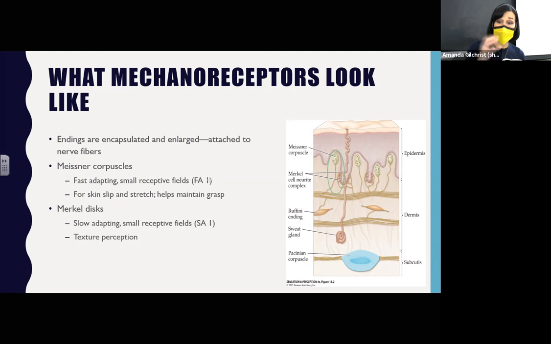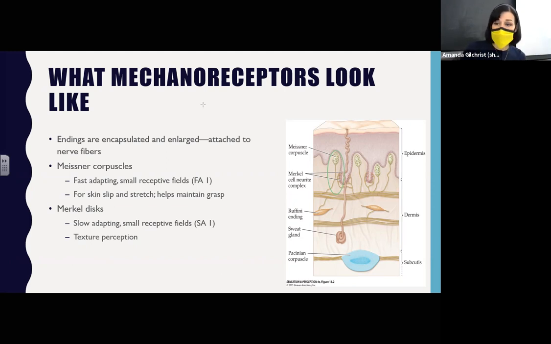This is for noticing changes in skin slip and stretch. So it's going to detect changes as skin slips when you're grasping an object. If something starts to slip out of your hands, your Meissner corpuscles are basically going to detect that change in skin slip and in stretch. So it's going to detect that there's slipping going on, and it'll help you correct your grasp. It'll give you feedback to maintain that grasp.